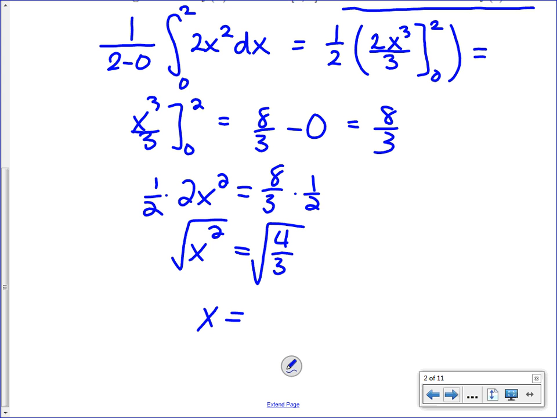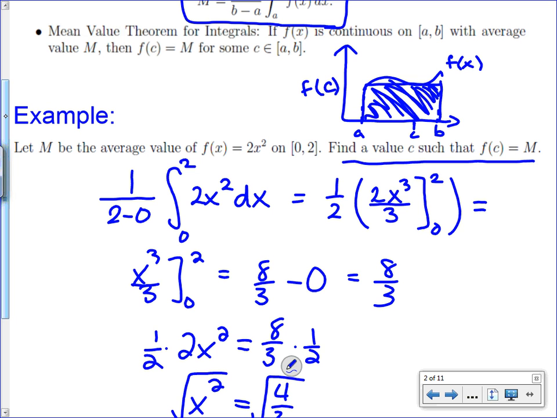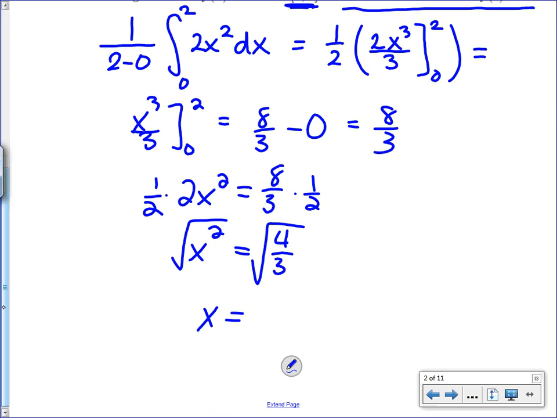Now technically when you find a square root you get a positive and a negative solution, but remember we're only interested in the interval from 0 to 2. So we're really just interested in the positive root. So this will actually end up being 2, because we can find the square root of 4, over the square root of 3. Okay, so this is the value of c for x, where the average value, that average height, is equal to the area under the curve.